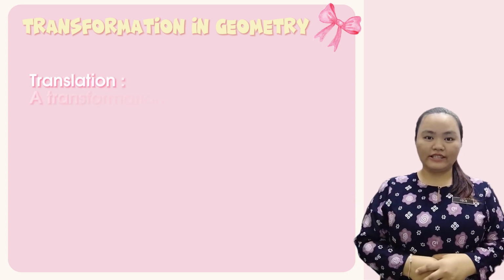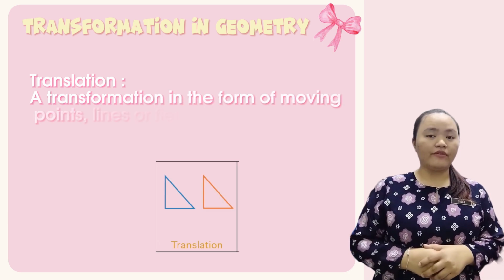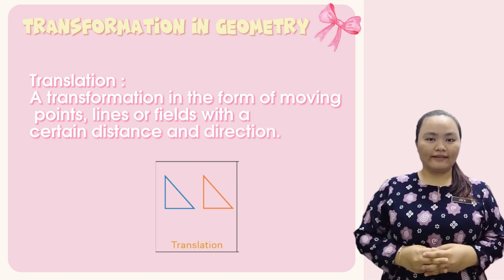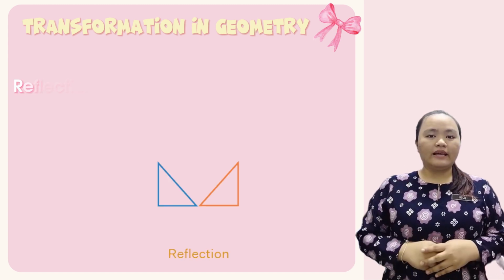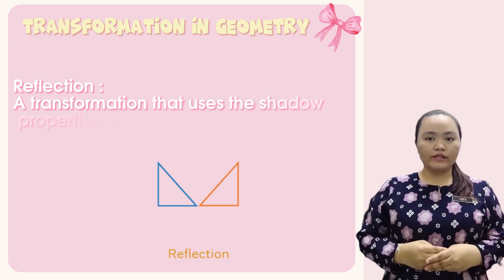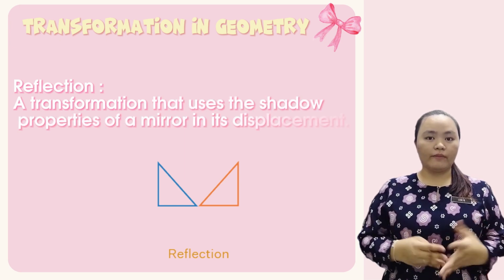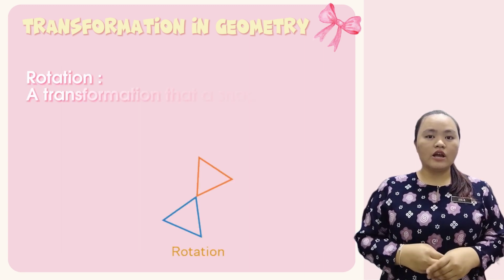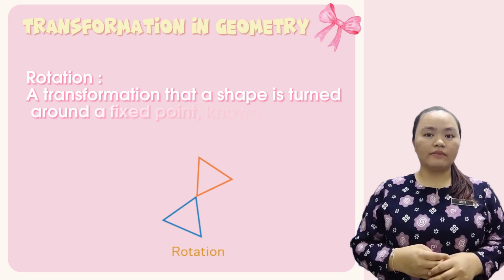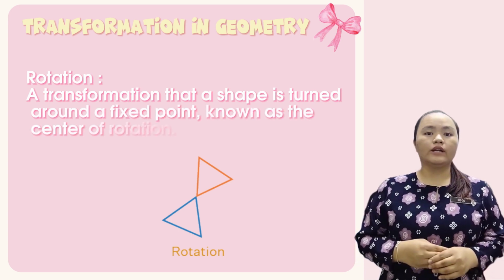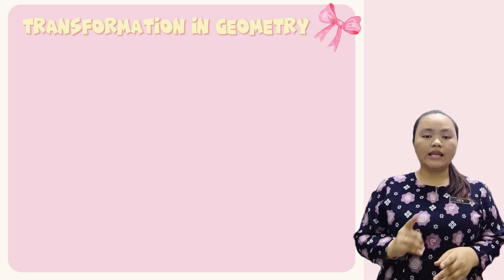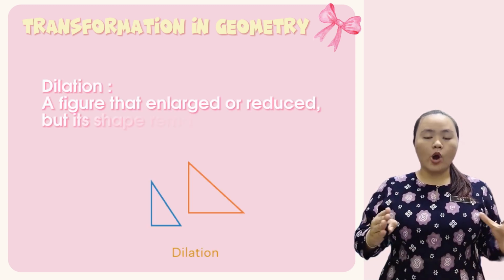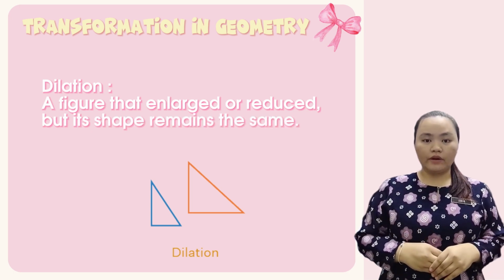First is translation. Translation is transformation in the form of moving points, lines, or fields with a certain distance and direction. Second, reflection. Reflection is transformation that uses the shadow properties of a mirror in its displacement. Next, rotation. Rotation is a transformation where a shape is turned around a fixed point known as the center of rotation. Last but not least is dilation. Dilation is a figure that enlarges or reduces, but its shape remains the same.